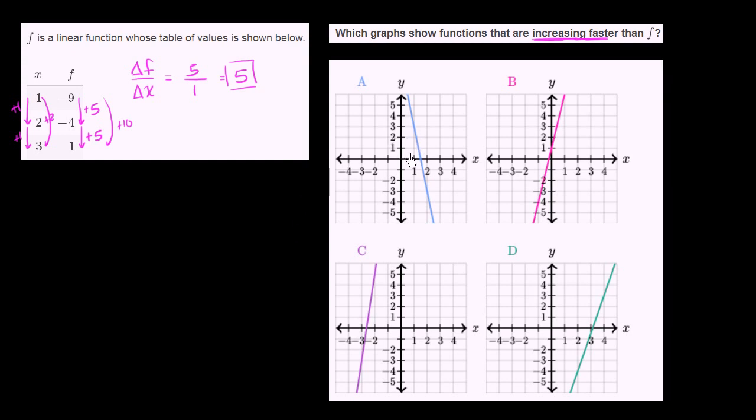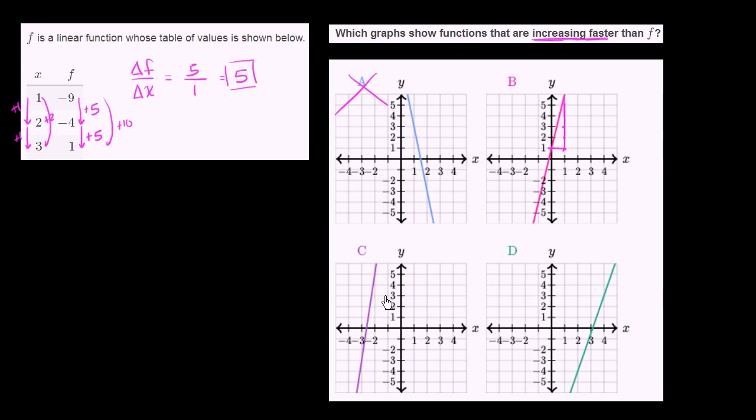Well, A isn't even increasing, so A is decreasing. As x increases, y is decreasing. So that definitely can't be the case. If we look at this one right over here, if we start over here and our change in x is 1, it looks like our change in y is exactly 5. 1, 2, 3, 4, 5. So for choice B, our slope, or change in y over change in x, is exactly 5. So it's not increasing faster than f, it's increasing the same as f.